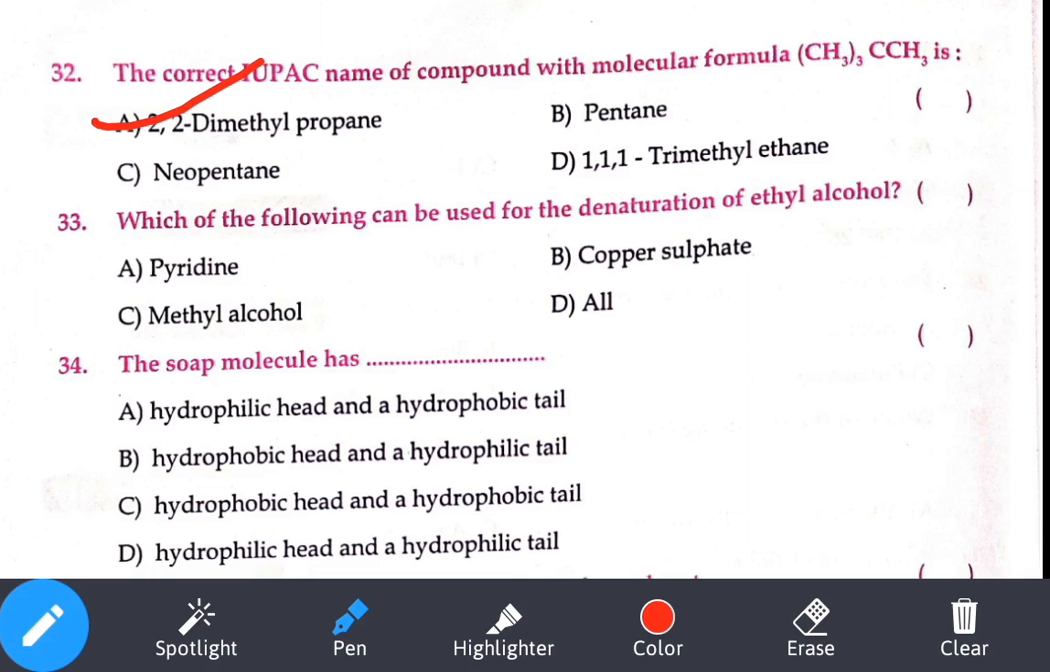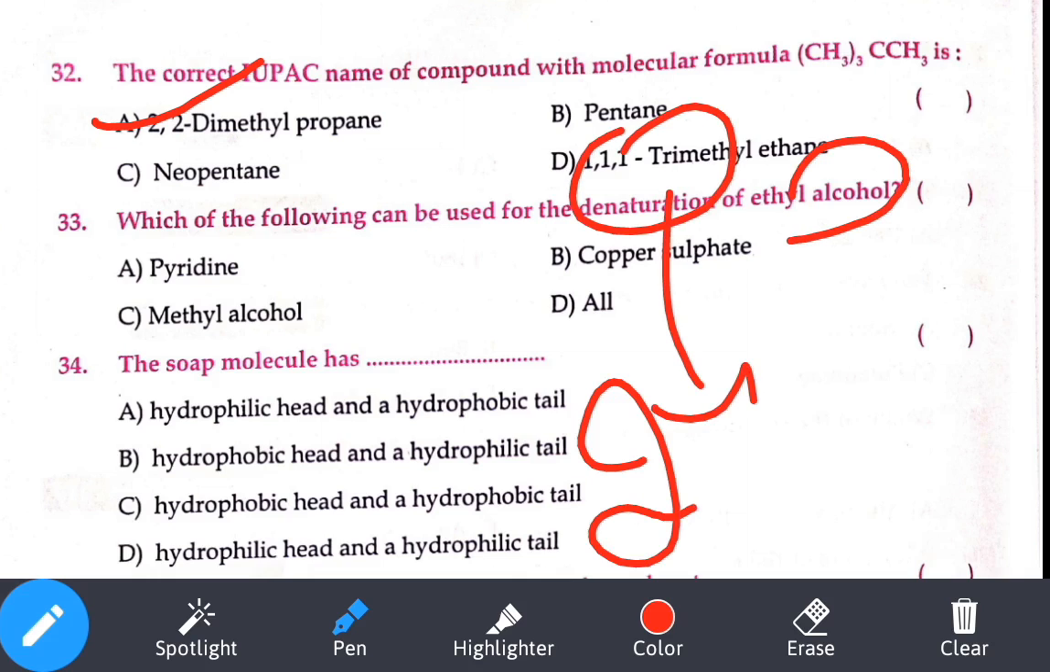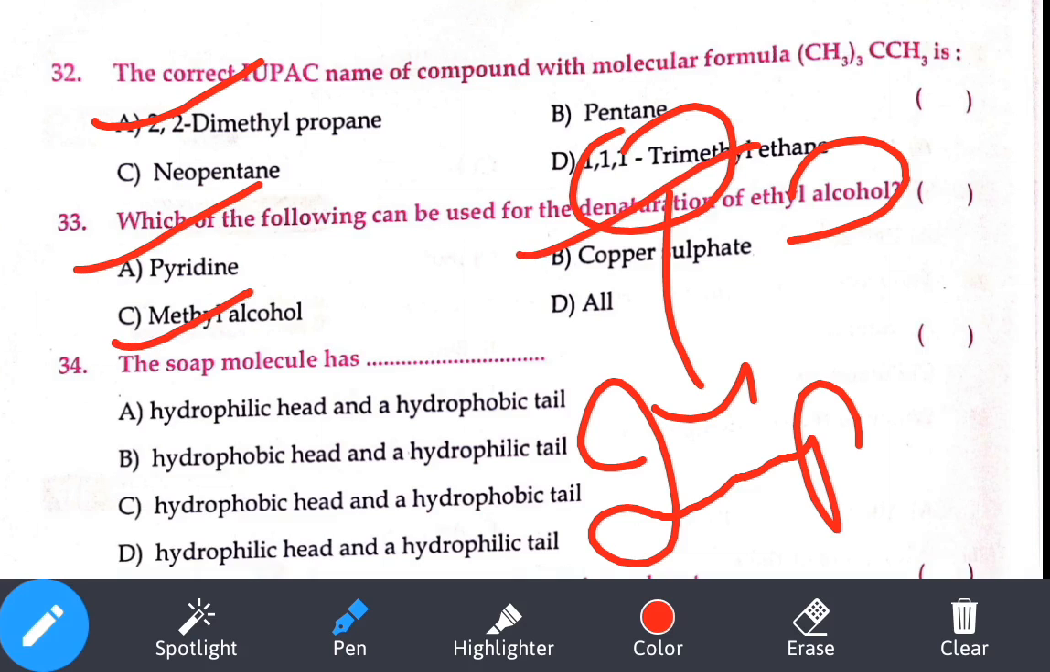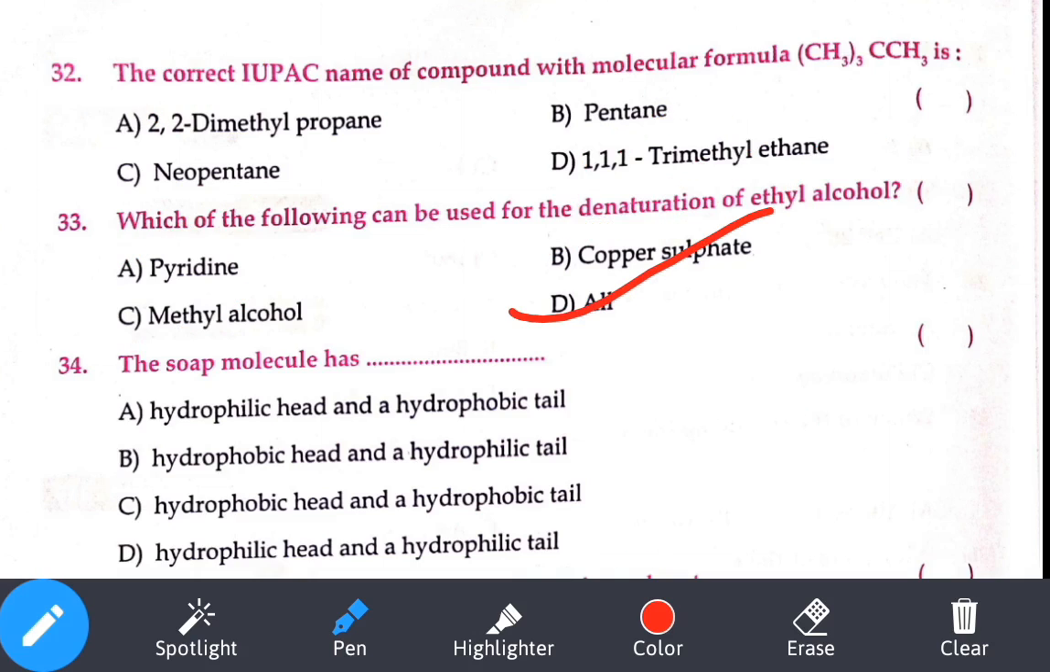Which of the following can be used for the denaturation of ethyl alcohol? Denaturation means what? Impurity. So which can be used as impurity? It can be methyl alcohol, it can be pyridine, or it can be copper sulfate. So all the three will act as an impurity. Option number D.